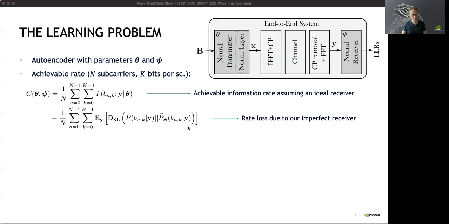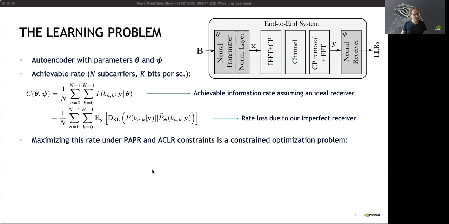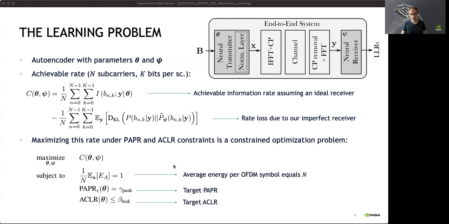Now, maximizing this rate under PAPR and ACLR constraints is a constrained optimization problem, in which we want to achieve that the average energy per OFDM symbol equals n, we want that the PAPR equals a target value gamma peak, and we want that the ACLR is smaller or equal to a target value beta leak that we fix.